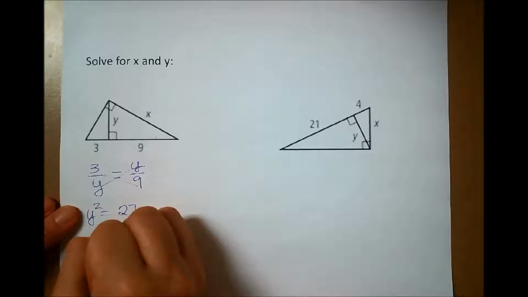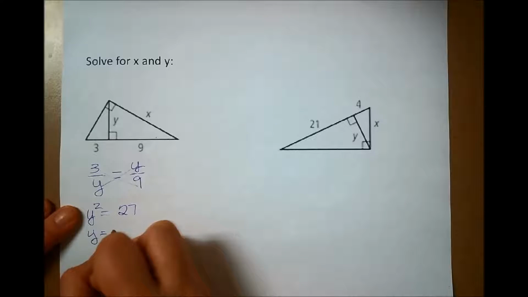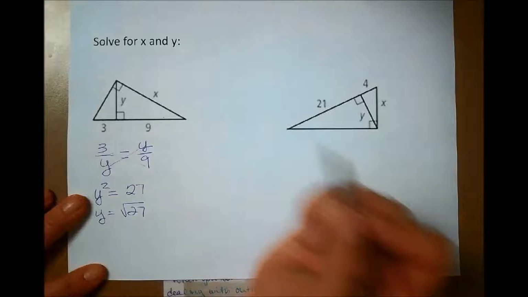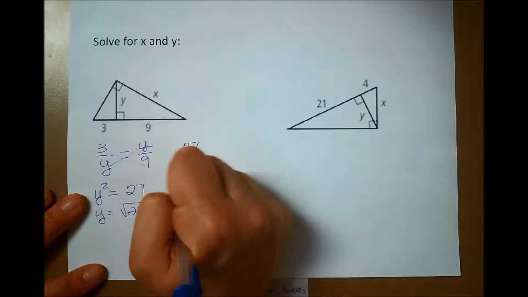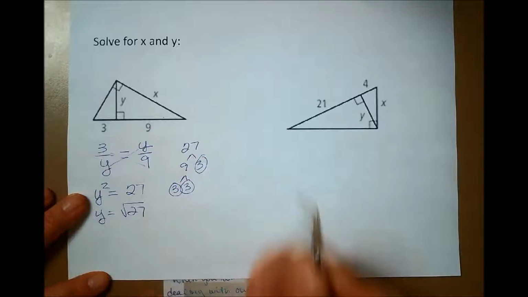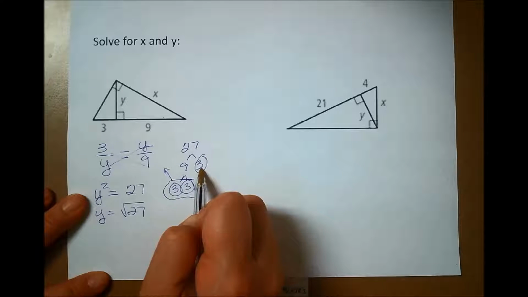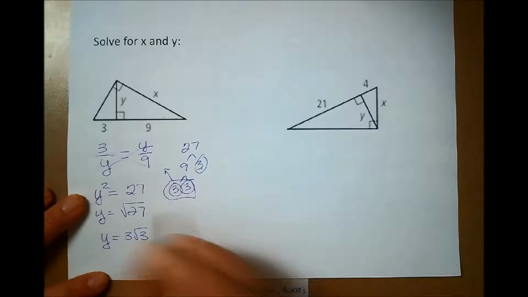So y is the square root of 27. 27 is 9 times 3. 9 is 3 times 3. These are all prime. So these two break out of jail. That guy has no partner, so he is stuck there. So that's the first part.